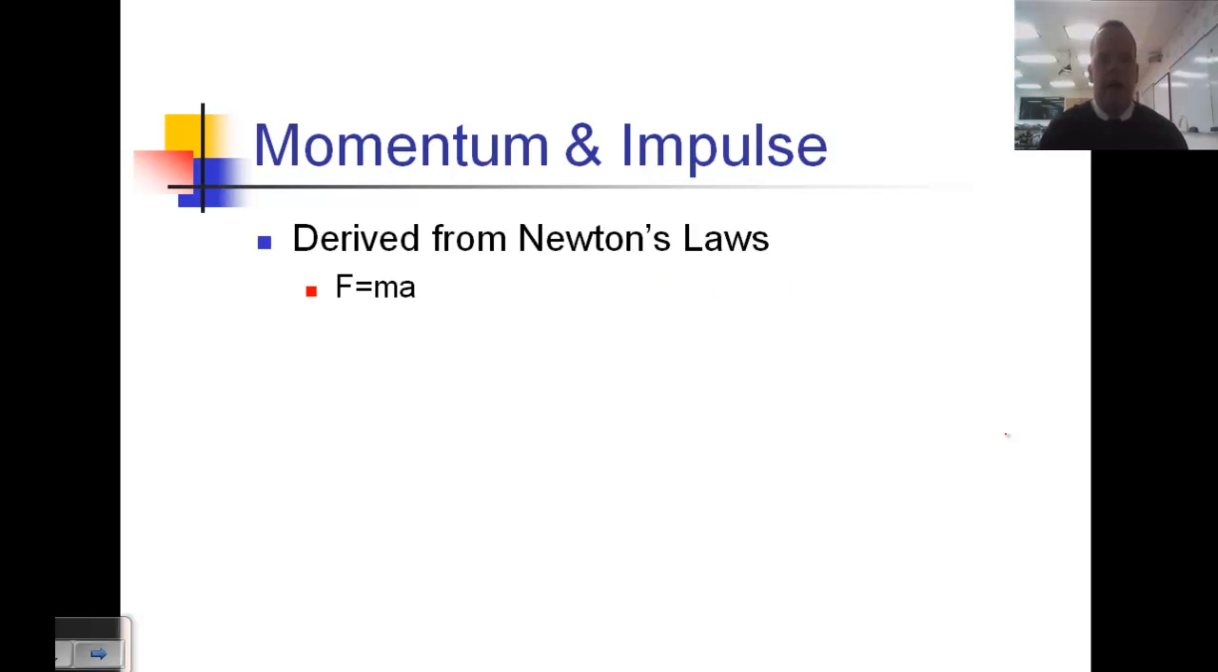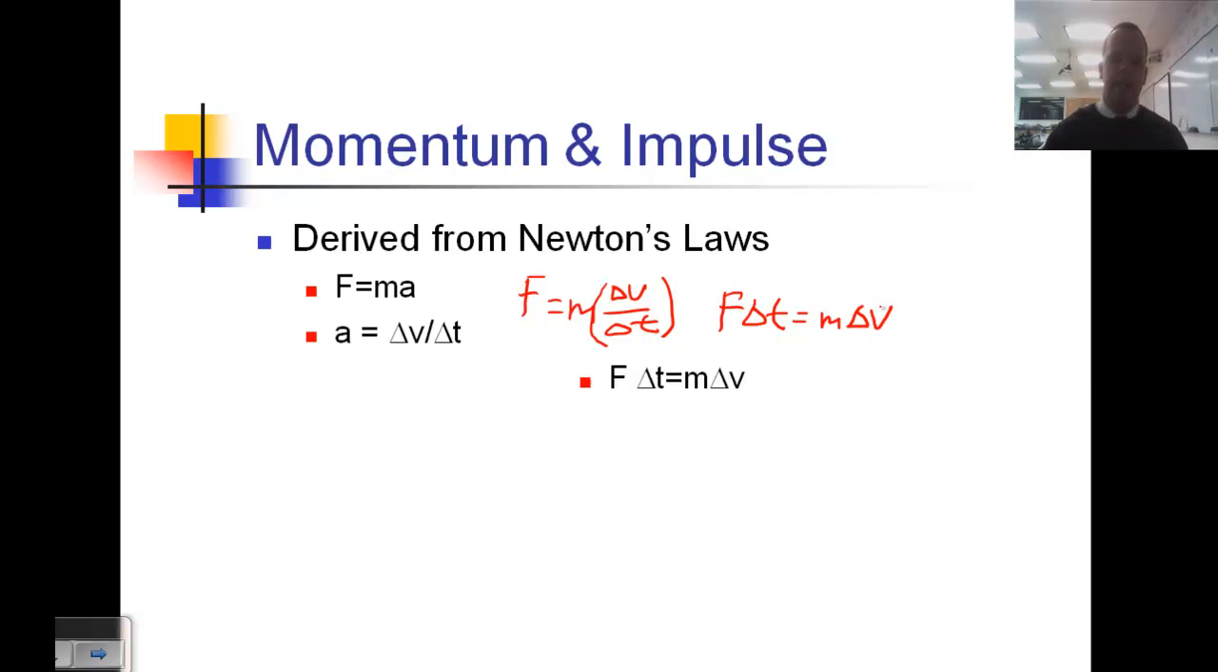We start with Newton's second law, F net equals ma. And then we look at the relationship of acceleration. Acceleration equals change in velocity over time. Now, if you put these two together, you can get F equals m times change in v over change in t. So we replace acceleration with change in velocity over change in time. Cross multiply to get rid of the denominator here, and you get F times change in t equals m times change in v. And that is actually the impulse-momentum theorem. Force times change in time equals mass times change in velocity.